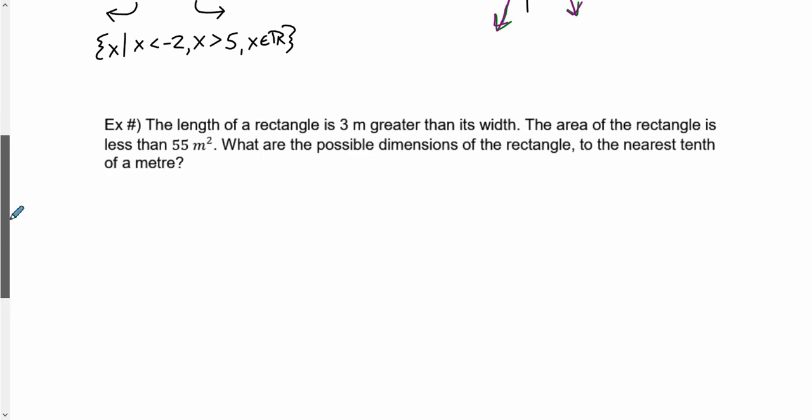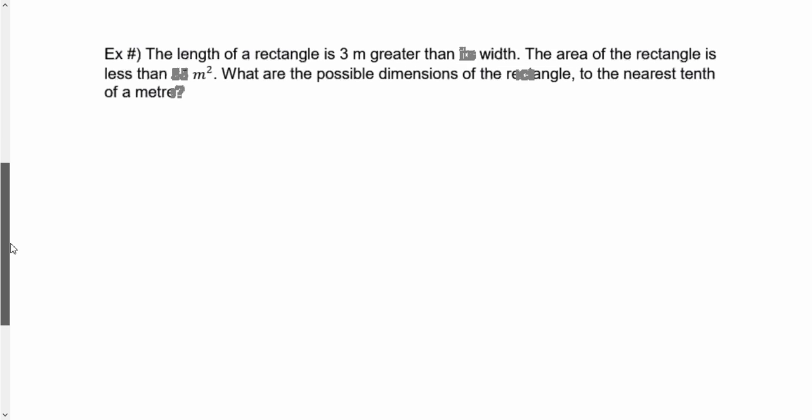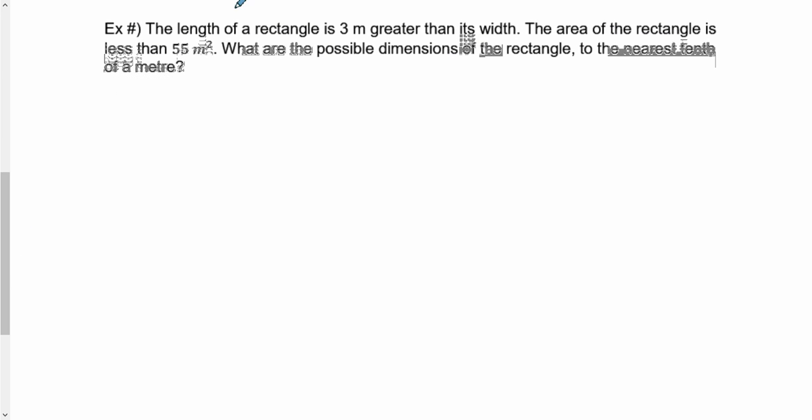All right, last question. It's actually not that bad. Yes, it should be example number 4. You are not blind, and I did forget the number there. All right, the length of a rectangle is 3 meters longer than its width. Area of the rectangle is less than 55 meters squared. What are the possible dimensions of the rectangle to the nearest tenth of a meter?